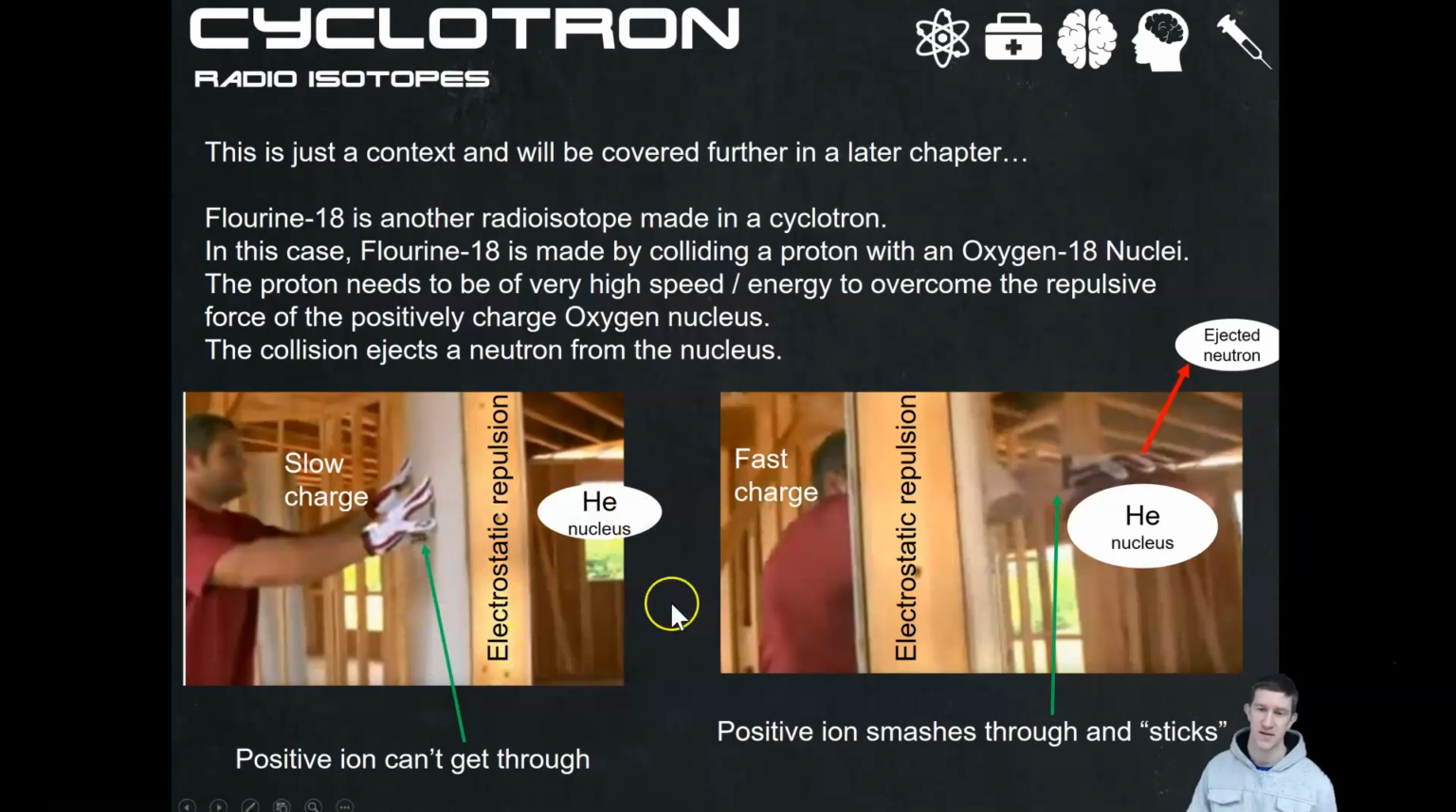If you've seen this video from the NFL recruiting, you'll get it. Otherwise, it's a bit of a physics analogy. So the positive ion is coming in originally, and it's very slow. It's blocked by this electrostatic repulsion of the helium nucleus because this is positive and this is positive. However, if we move it fast enough or give it enough energy, it can basically punch through this wall of electrostatic repulsion, hit the nucleus, and it punches out this ejected neutron. So that's what's happening within the cyclotron.